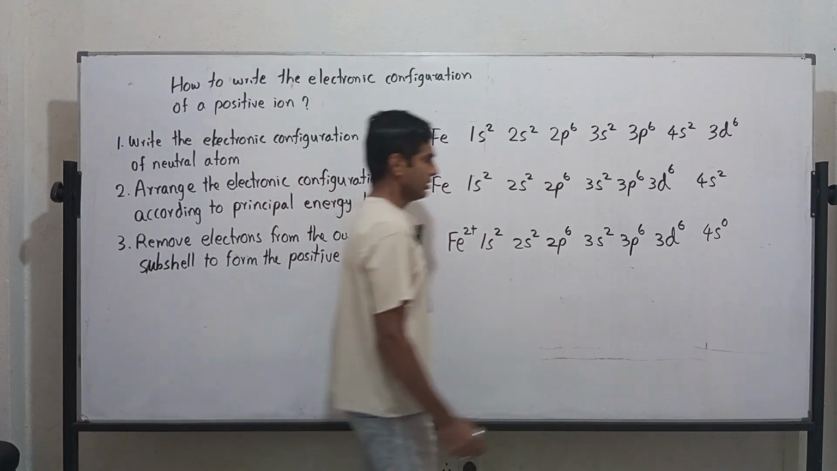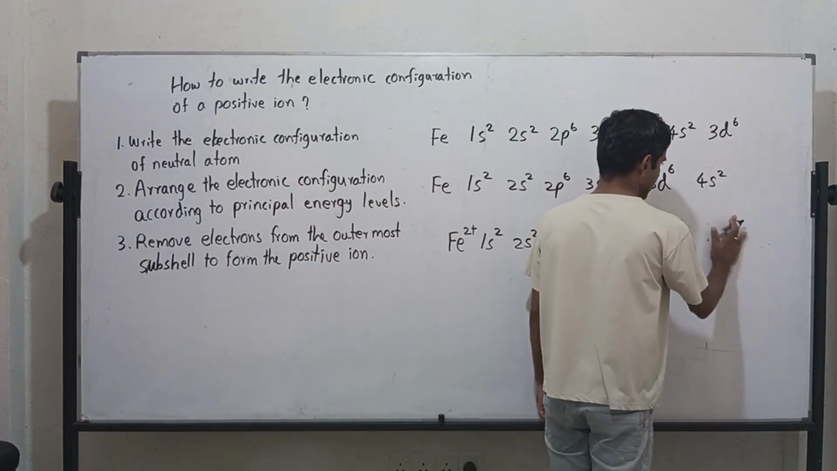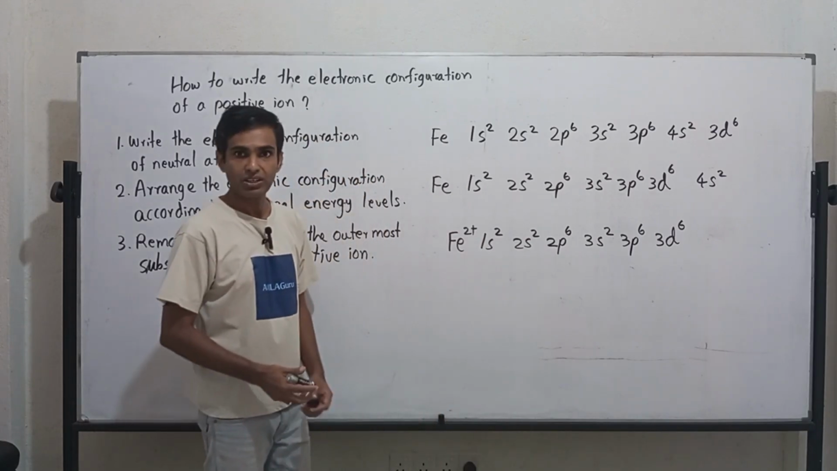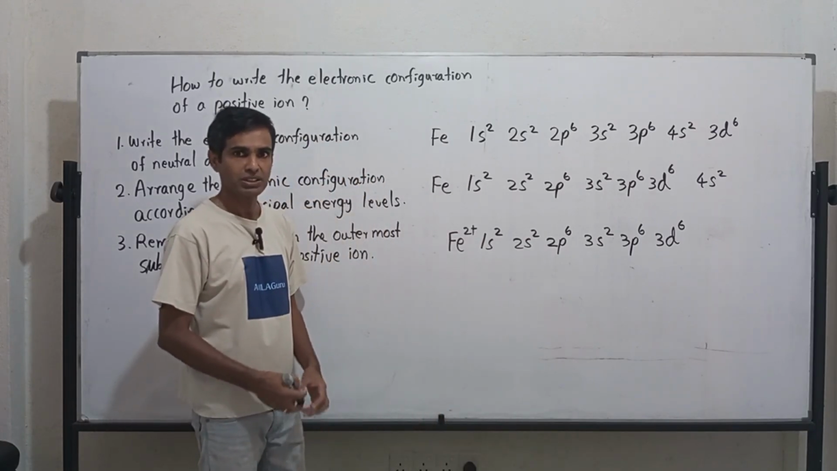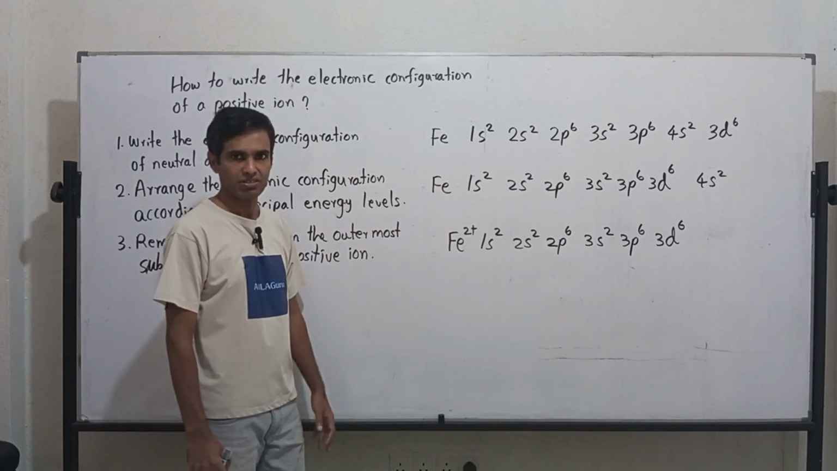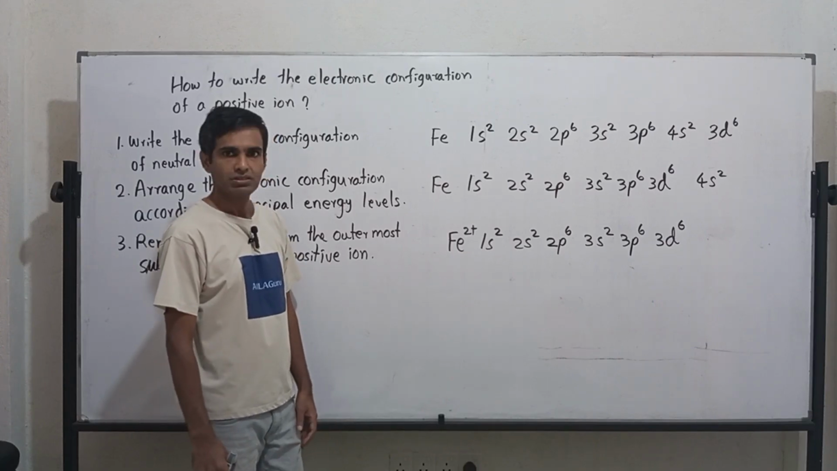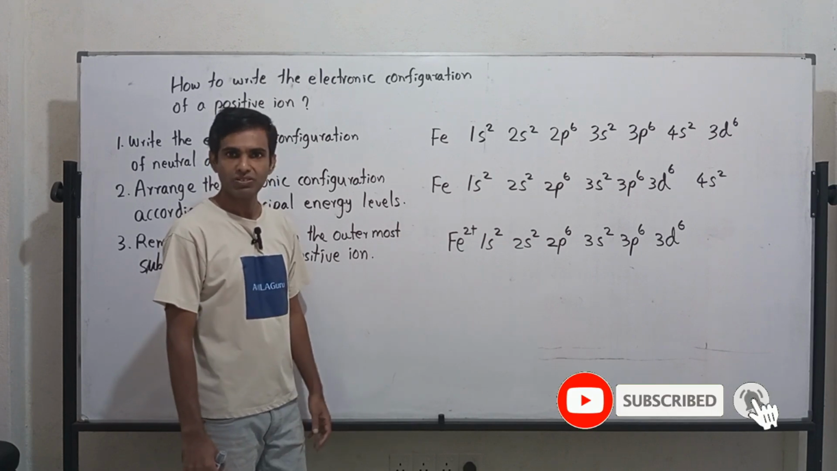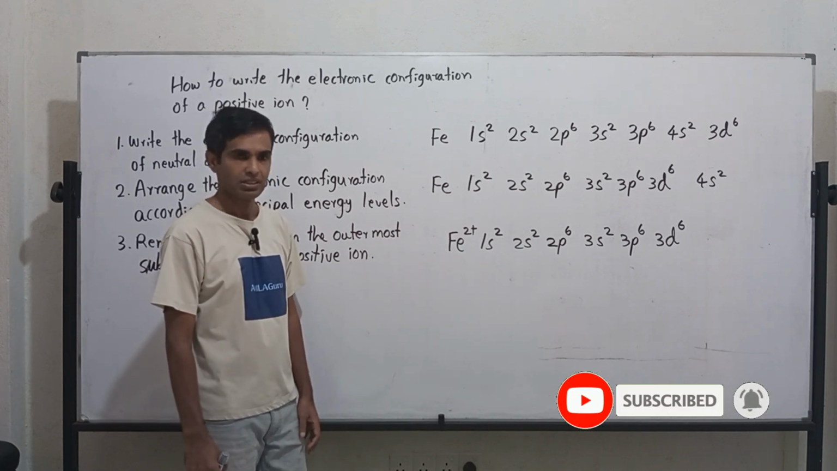If you want, you don't need to write that there are no electrons in the s subshell of the fourth principal energy level. You don't need to write that one. So that's how we need to write the electronic configuration of ferrous ion.